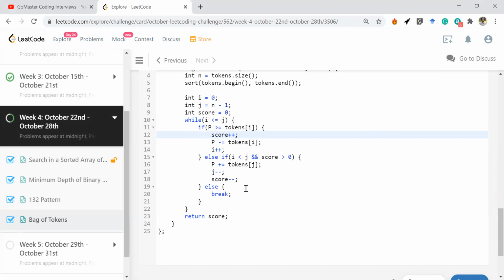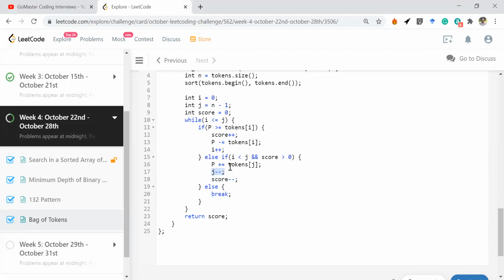If I don't have enough power, I need to increase the power. But I don't want to increase the power if that is the last token left. That's why only if i is less than j do I try, because i less than j indicates there are at least two tokens. If I spend on the more valuable token, I can gain at least one score by spending on a lesser value token. And by the problem definition, only if score is at least 1 can we do this operation. So if score is greater than 0, I'm going to gain that power by spending the score, and obviously j decreases because we are going in the reverse direction.